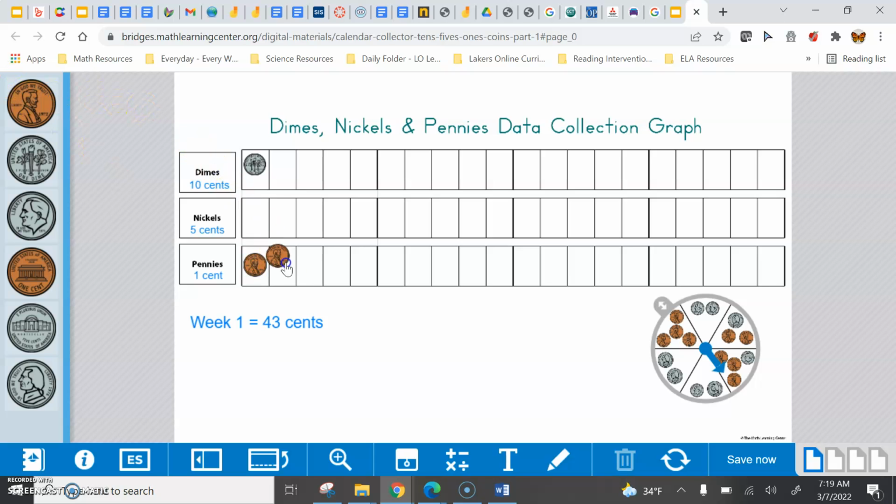Again, I want to remind you, and I may go over this in class to make sure you understand this. When we talk about dimes, dimes are worth 10 cents. Every single dime is equal to 10 cents. Each nickel is equal to 5 cents. And each penny is equal to 1 cent. So we want to find out how much we collect throughout this entire week. So far, we have 10, 11, 12, 13 cents for the week.